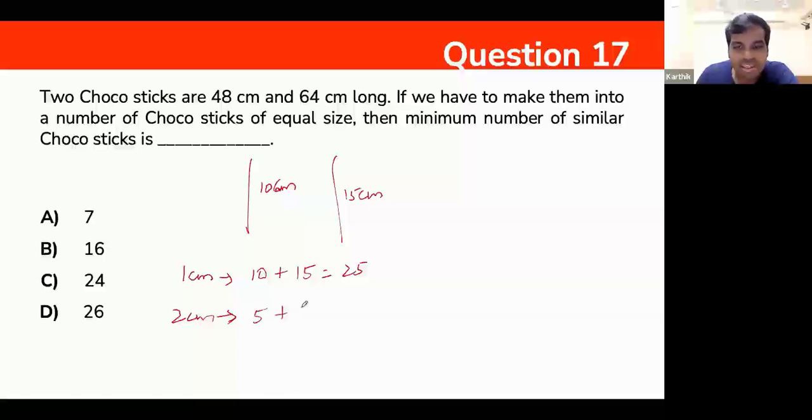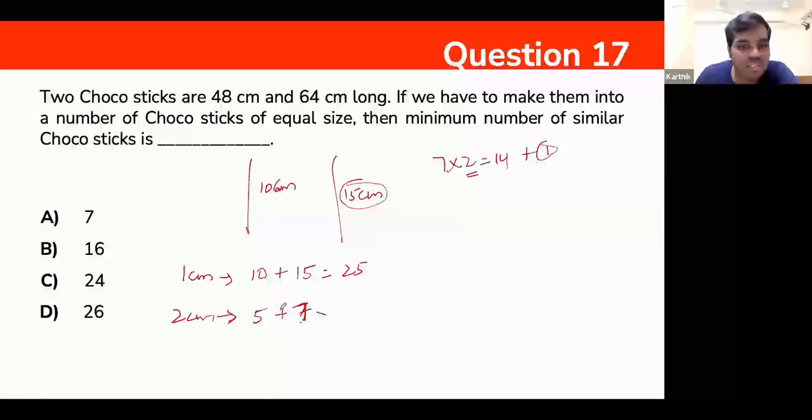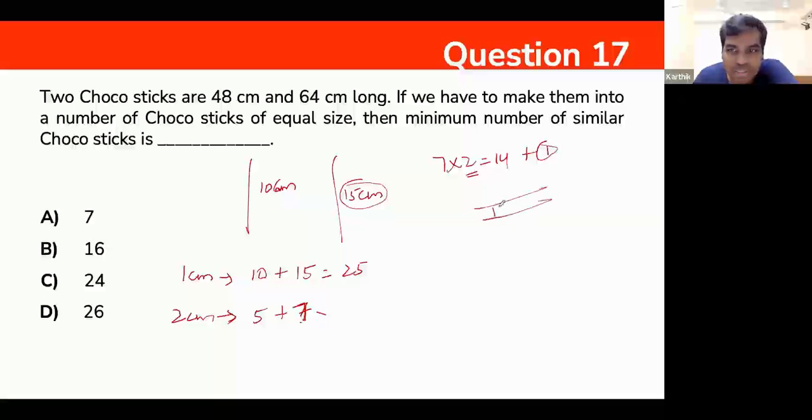But here I'll have a problem. Why? Because 15 is not divisible by 2. I can have 7 sticks of the same length, but again one stick will be of 1 centimeter. 7 sticks of 2 centimeter is 14, plus 1 stick will be small. It will not be 2 centimeter, so my condition is not satisfied there. Each broken stick should be of the same length. So I cannot break them at 2 centimeter.